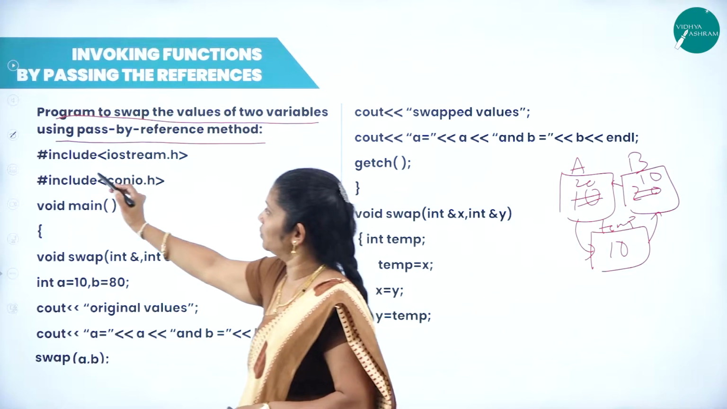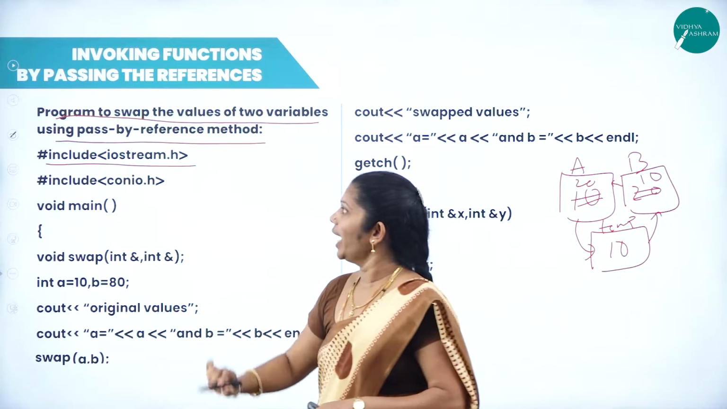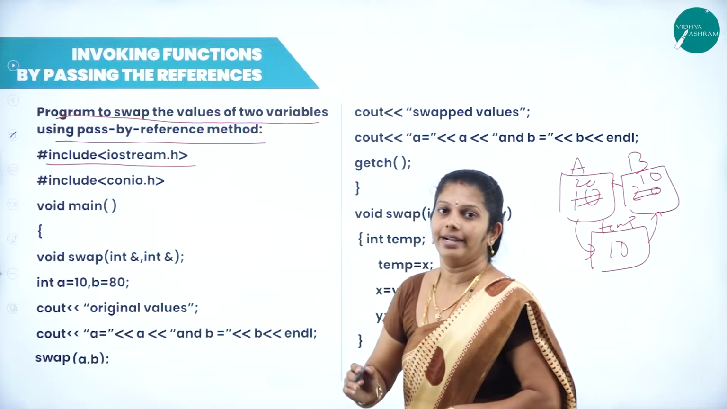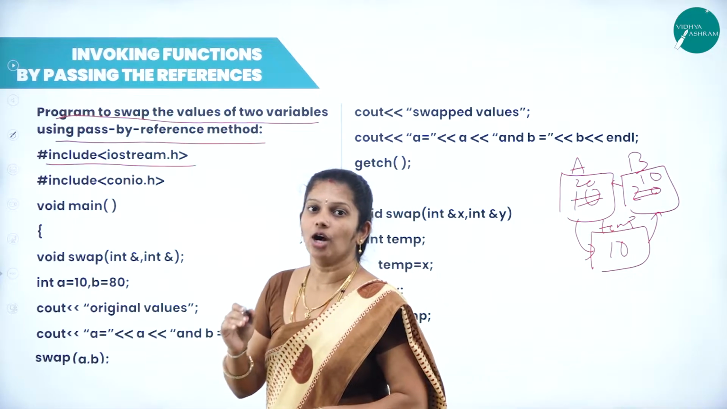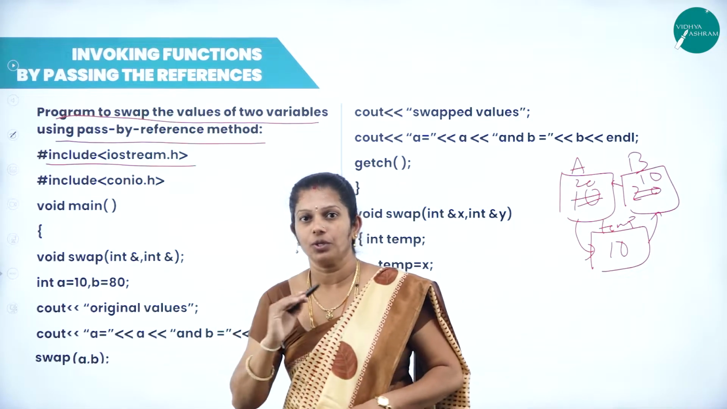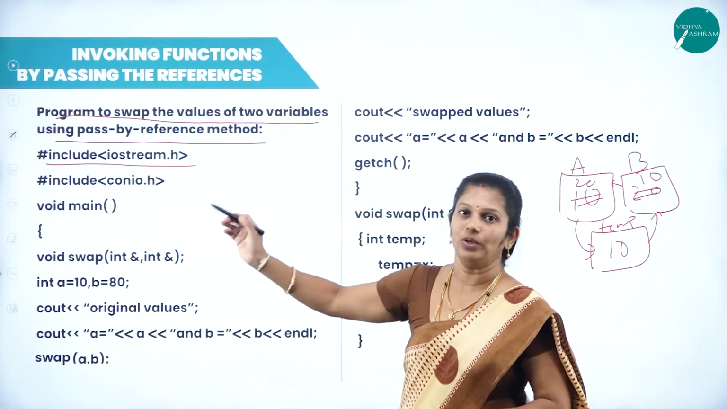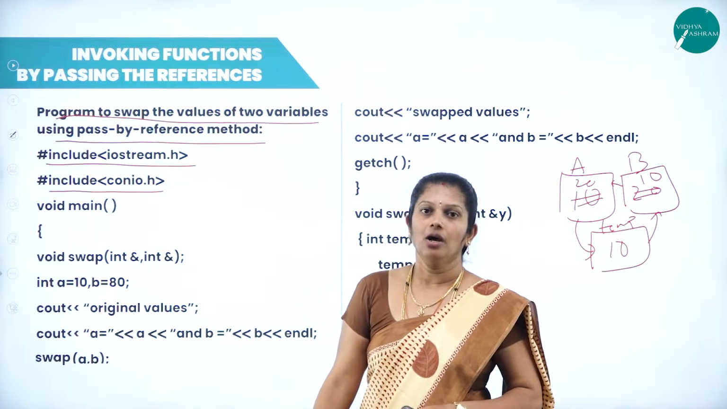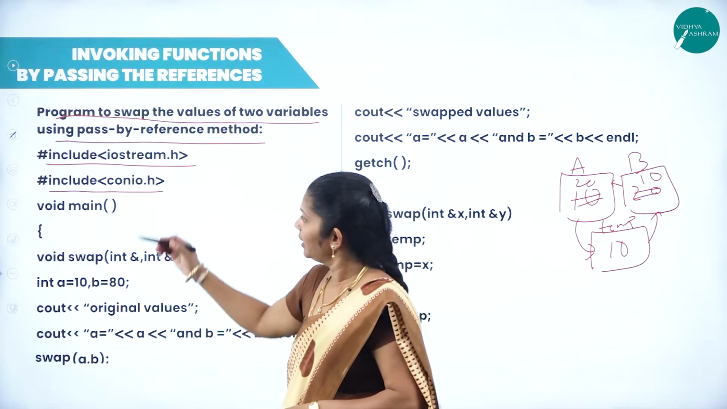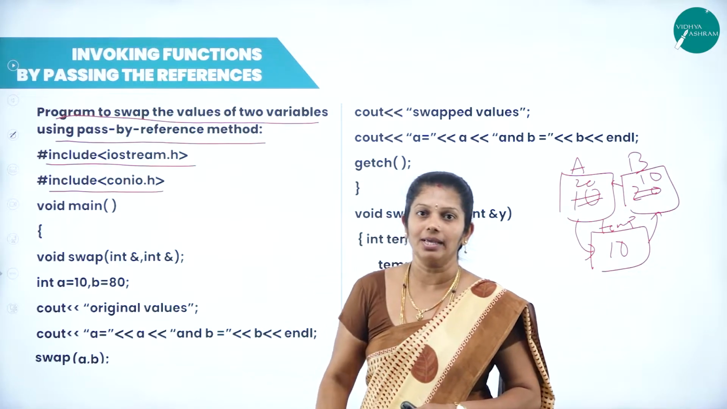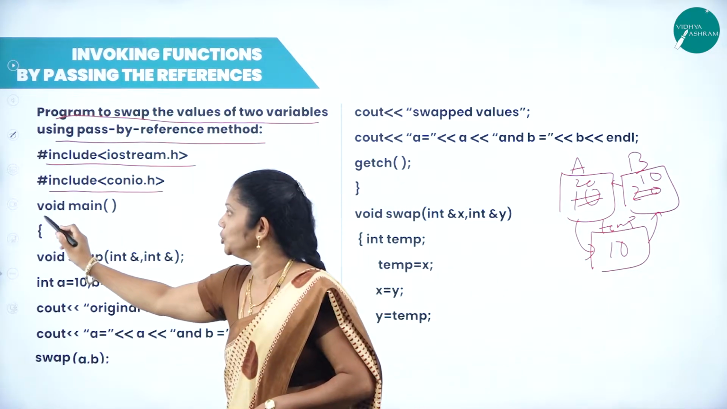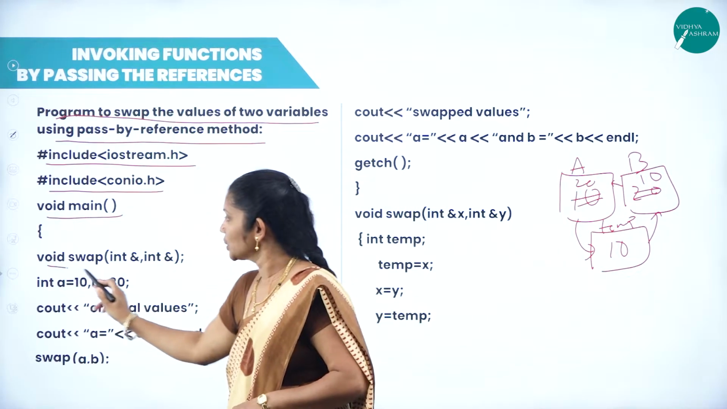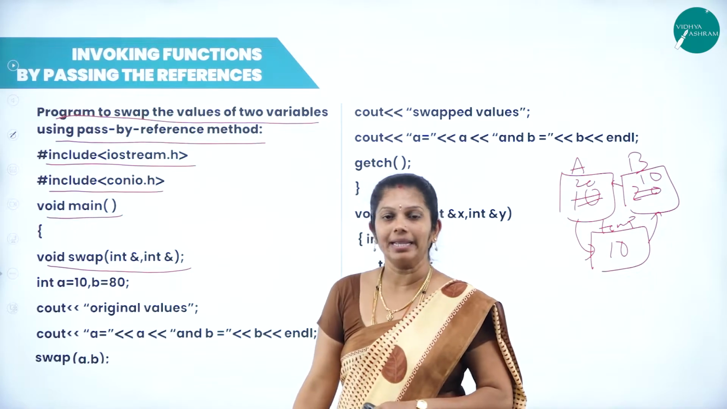Now we have to start with the program. First, we start with #include <iostream.h>. This is a supporting header file for the cin as well as cout functions. In the program, if you're using cin as well as cout, then we need this header file. Next, #include <conio.h>. Conio.h is a header file required to perform clear screen as well as getch functions. Then as usual, we start with the main program, void main. Here, void swap(int &, int &).